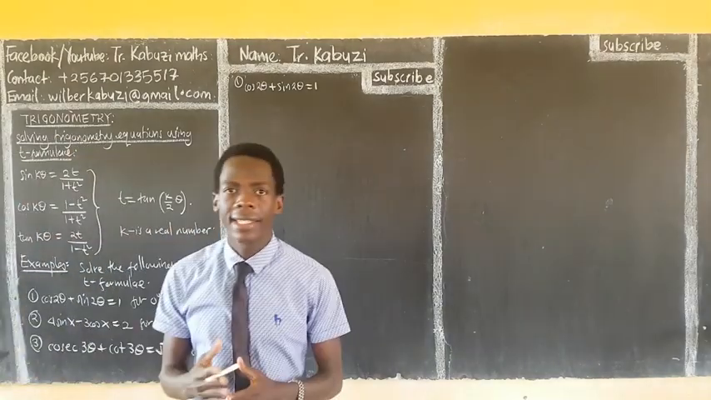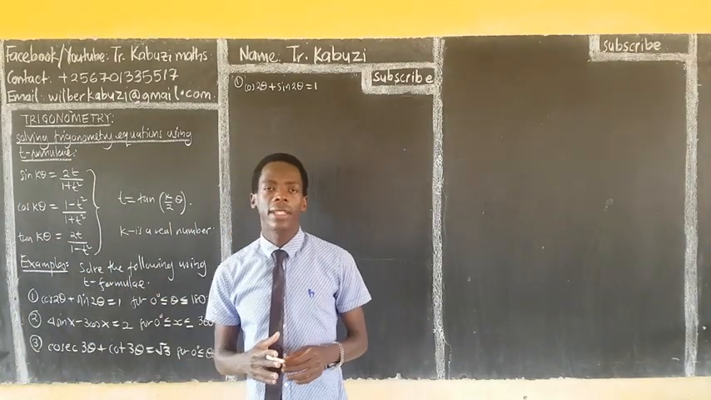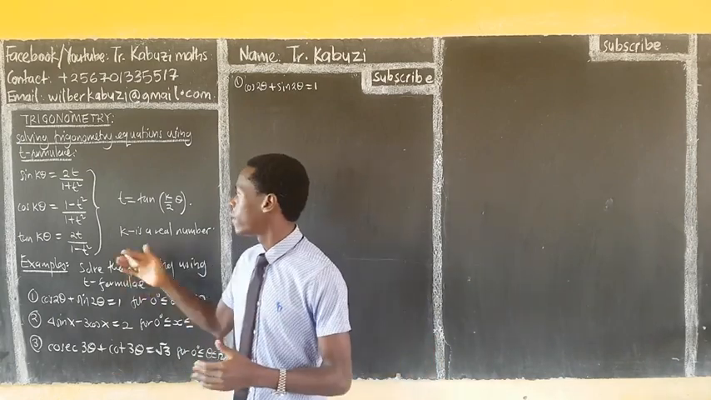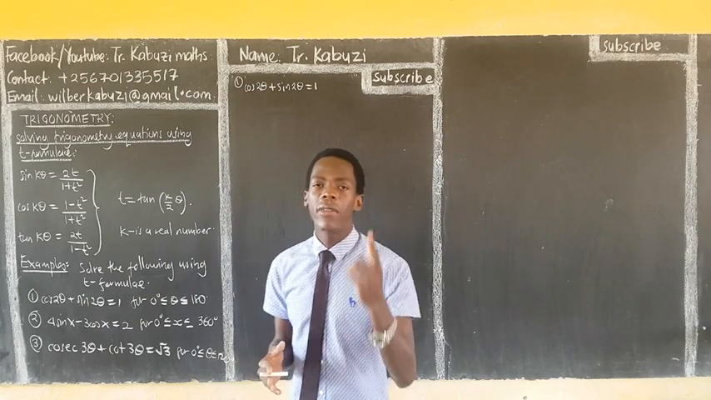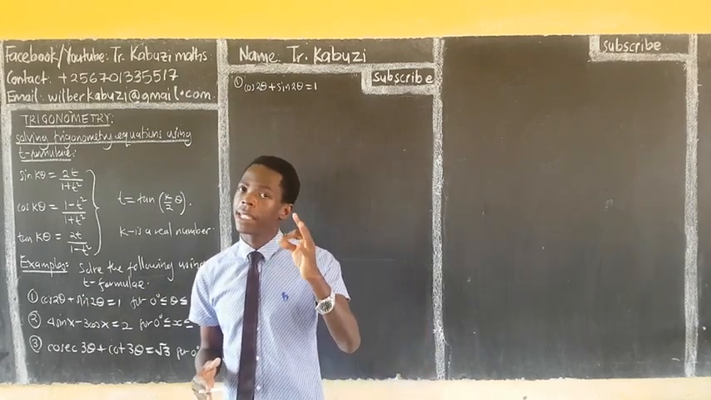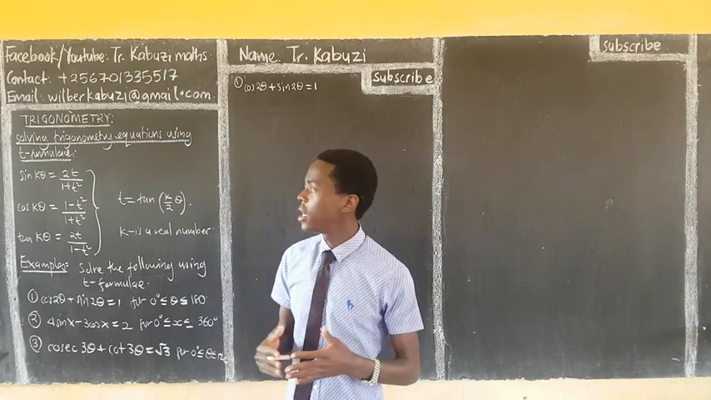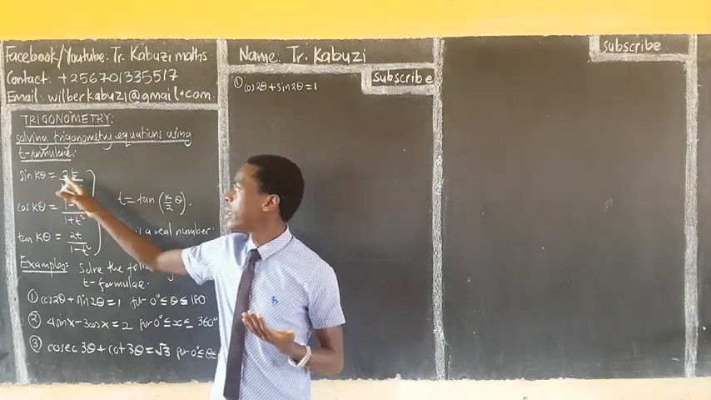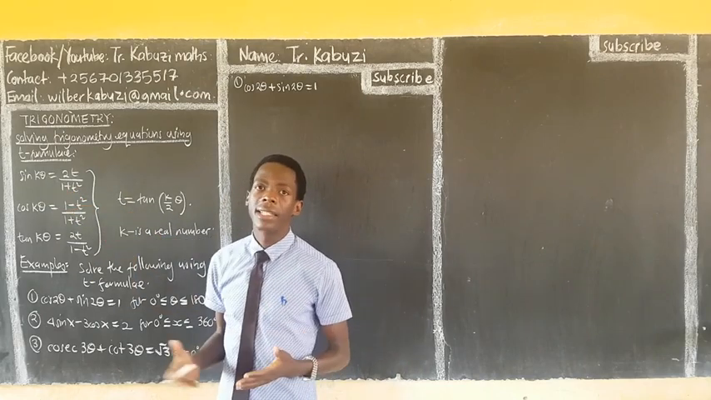Okay, now members, let us see how we solve these trig equations using the T formula. The only thing you need to know here is to take note of the angle relationship between the T and the angle given in the question. So the relationship is always from trig. That's how we generate the T formula.